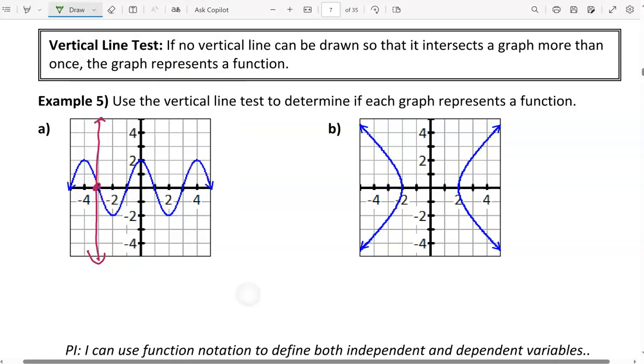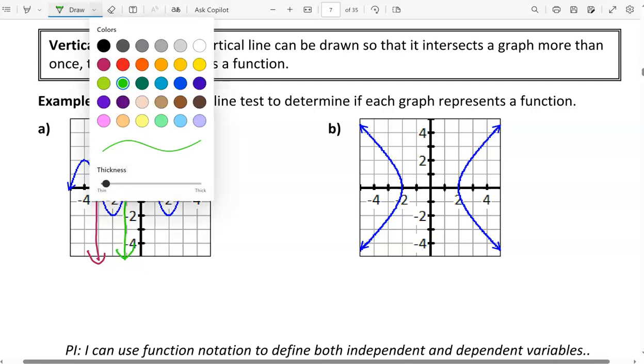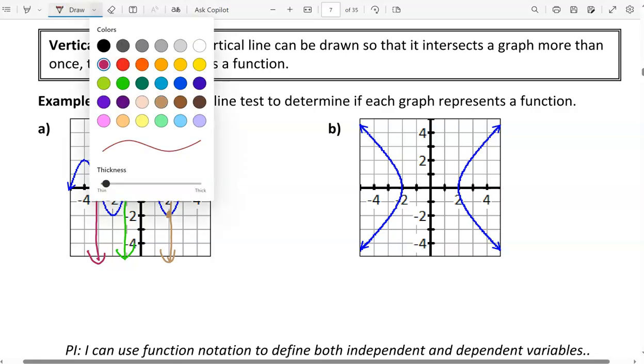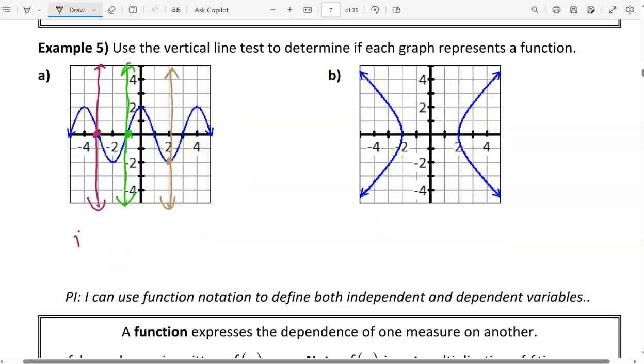I'll draw another vertical line. That one intersects in one point only. And another vertical line. This one intersects in one point only. And it turns out that no matter where I place the vertical line, it's going to intersect in one point only. And so this is a function because it passes that vertical line test.